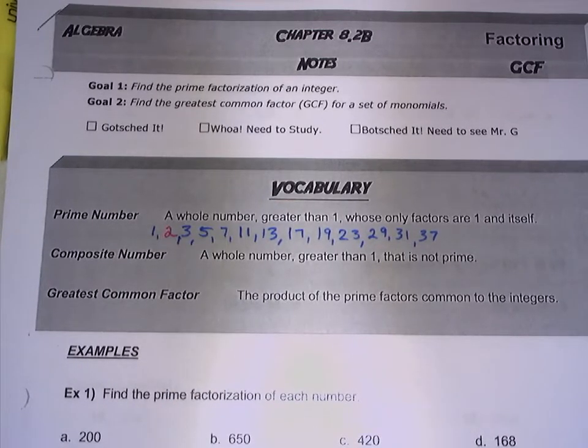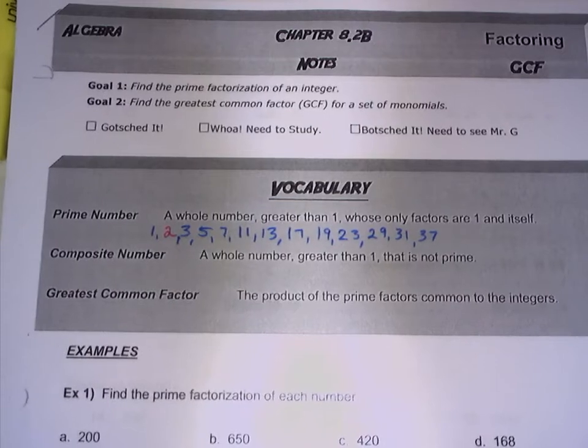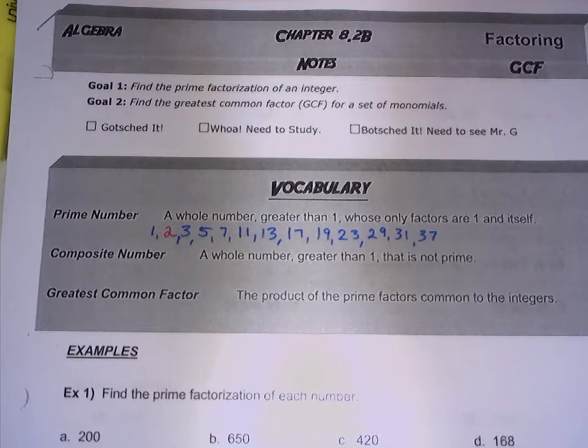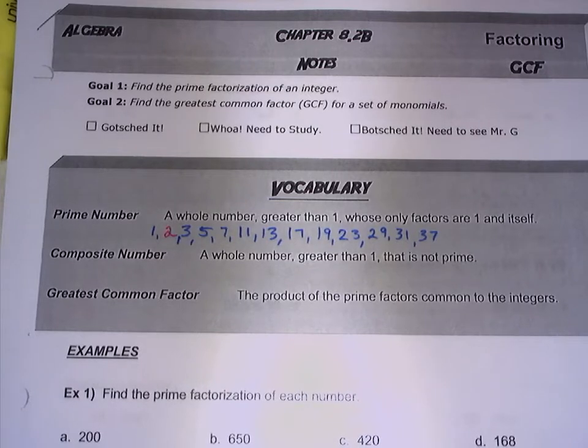Okay? A composite number is a whole number greater than one that is not prime. Is 1 and 0 in their own category? No, 1's still a prime number. And 0 is kind of in its own little category, right? Everything is not divisible by 0, because if you divide by 0, it's undefined.